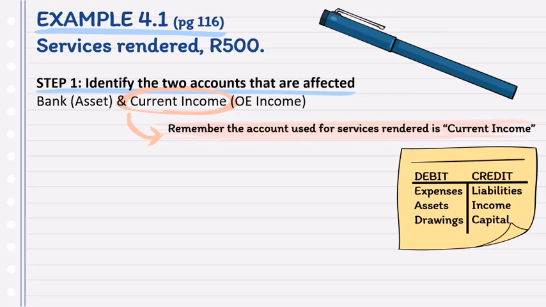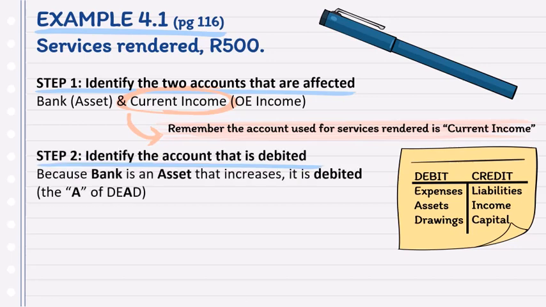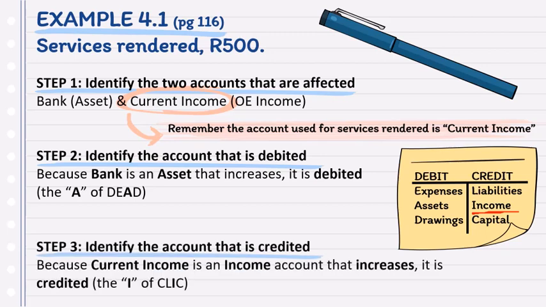And I say to you, whenever bank increases, it's an asset. It increases on the debit side. So bank is your debit. And you will see when you look at debt and click, income accounts are the I of click. So current income is credited because we earn more money and it increases on the credit side.